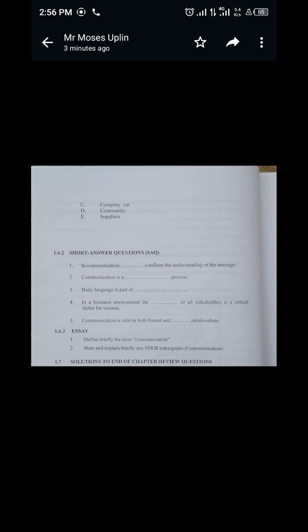So let's go to the short answer question. Can you see the short answer questions? Ma, can you see the short answer questions? If you can see, so yeah, read it. Read number 1.